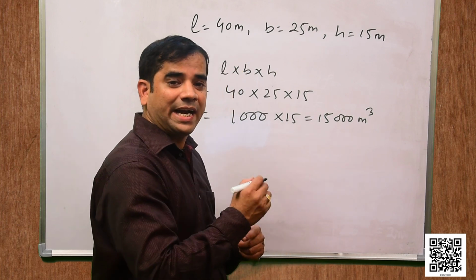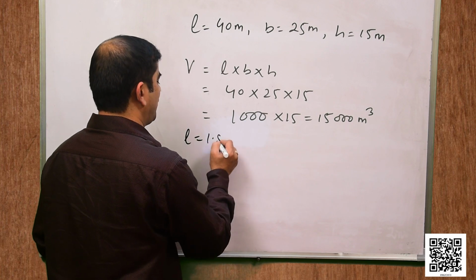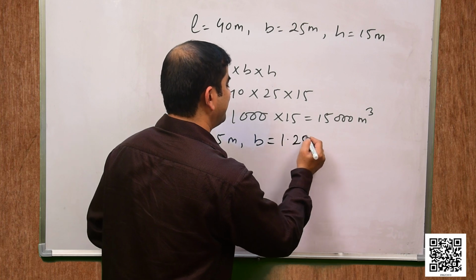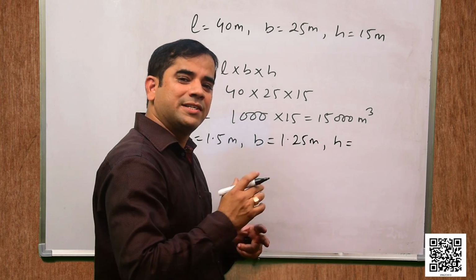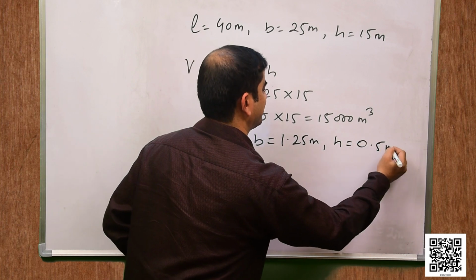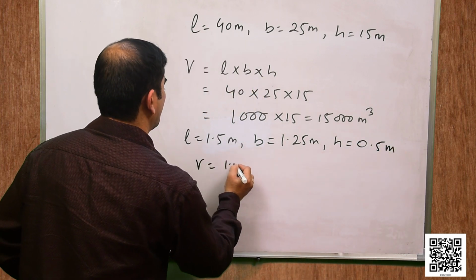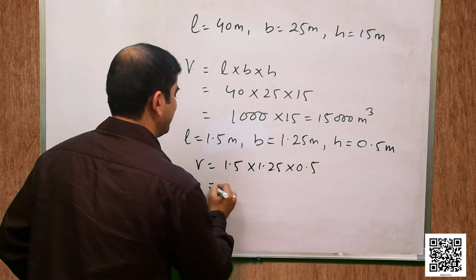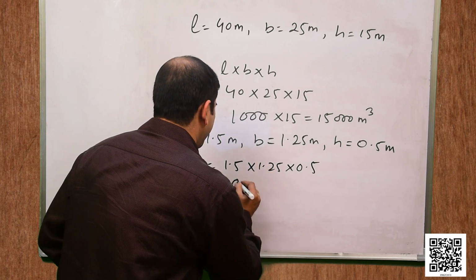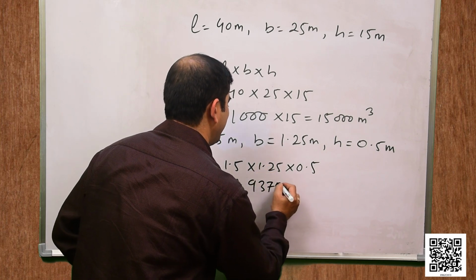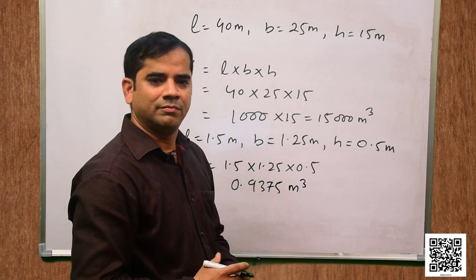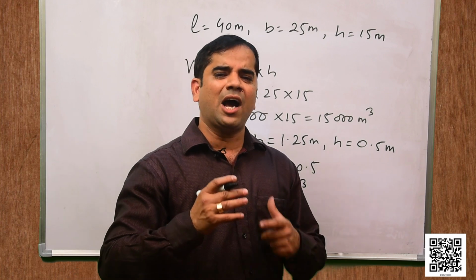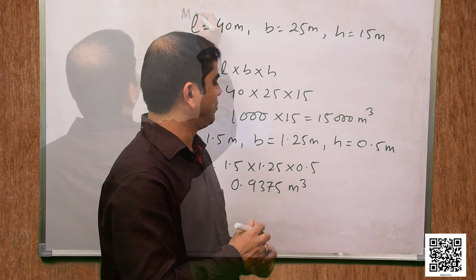So the dimensions of the crate are length equal to 1.5 meter, breadth equal to 1.25 meter and height equal to 0.5 meter. So volume is equal to 1.5 into 1.25 into 0.5, that is equal to 0.9375 meter cube. Fine. Now, the maximum number of wooden crates that can be stored in the godown, let us find it out.